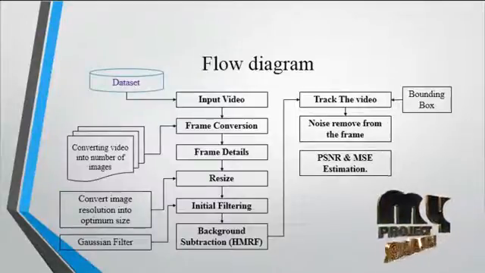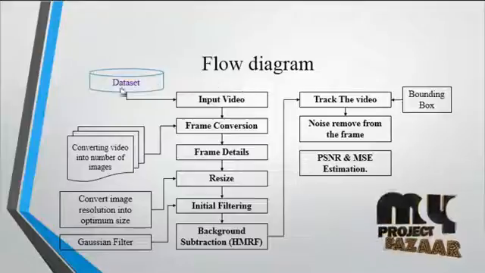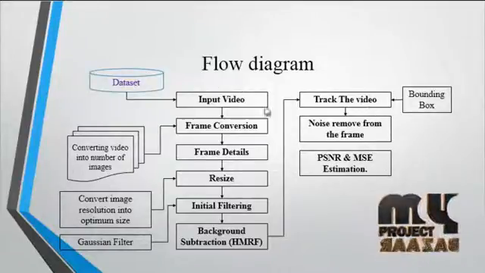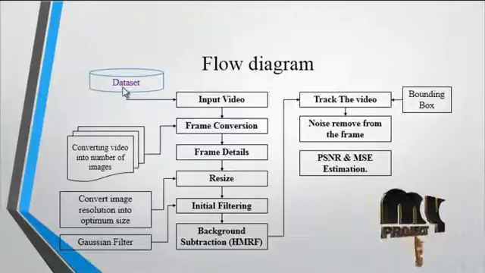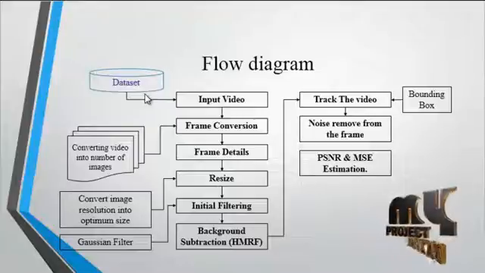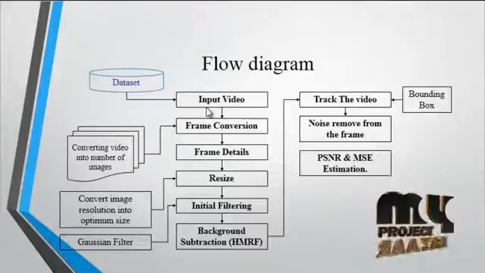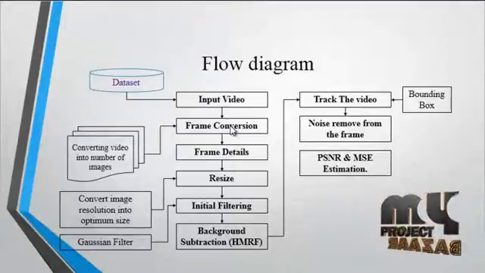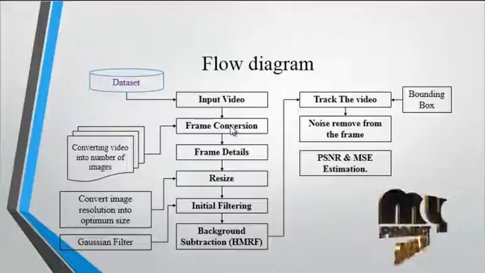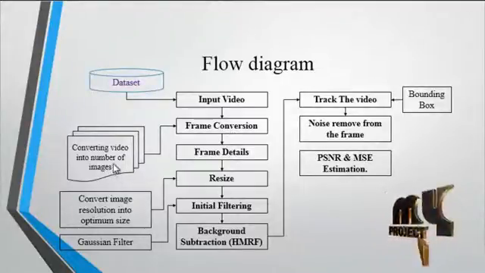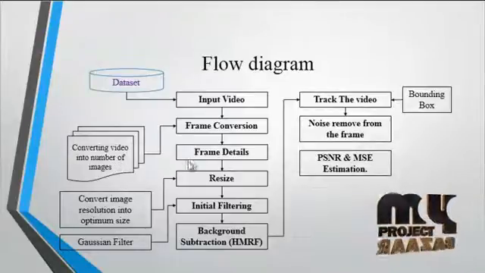Now we discuss the flow diagram for the process. This is the overall flow for the process. The process is based on this flow only. Now the dataset is the folder which consists of several videos. The input video is taken from the dataset and the frame conversion is carried out. The frame conversion is nothing but converting the video into a number of images. If the video consists of 50 images, the number of frames equals 50.